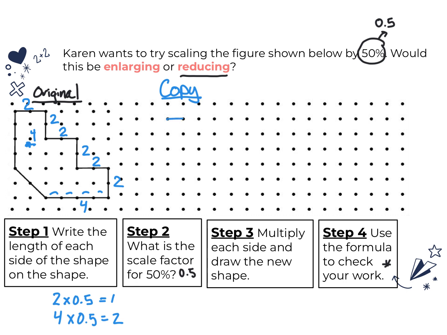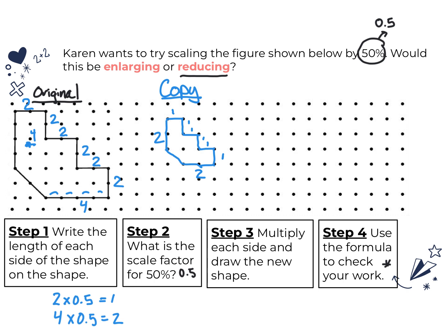So I'm going to have a 1, and another 1, and another 1. So I have 1, 2, and 3. One more down. Always good to check. Then I'm going to have 2 coming back. I'm going to have 2 coming down. And then here's that diagonal. Remember, we don't worry about the length of that. So we have 2 on the bottom and 2 on the side. So that's step 3. Multiply each side and draw the new shape, the copy.